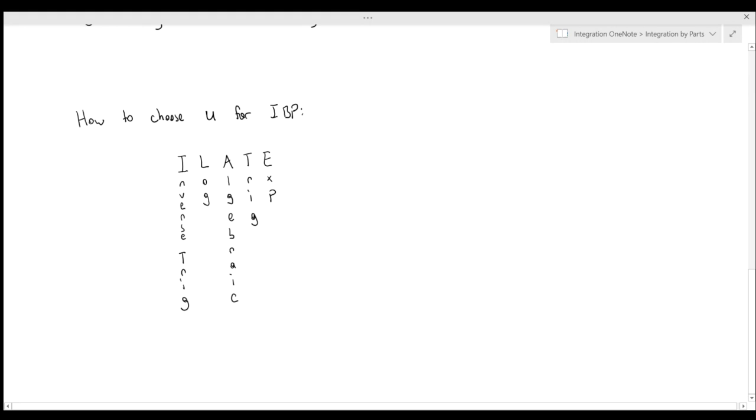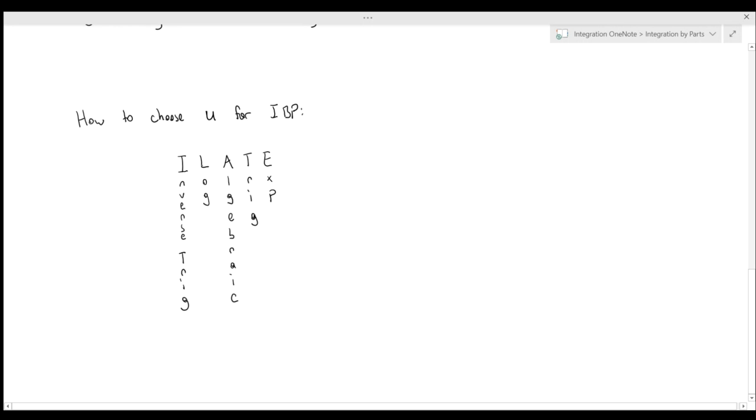Okay. And so this acronym gives you sort of the order of priority on what you should choose for your u. So if you have an inverse trig function in your integral, and you're going to do integration by parts, then you would choose u to be the inverse trig function. If there's no inverse trig function in your integral, but there is a log in your integral, then you would choose that to be your u instead.